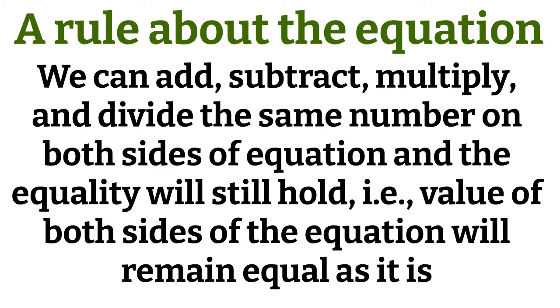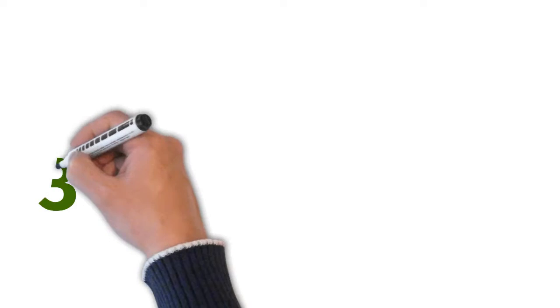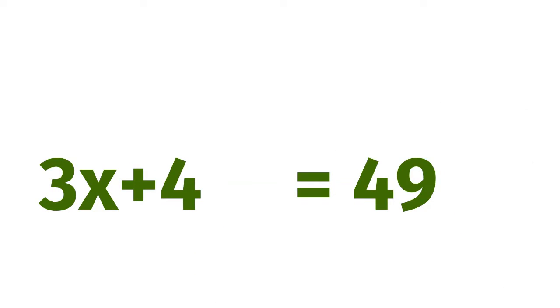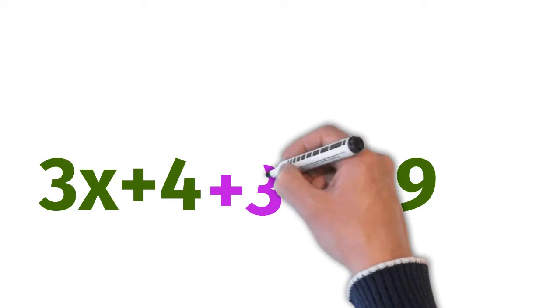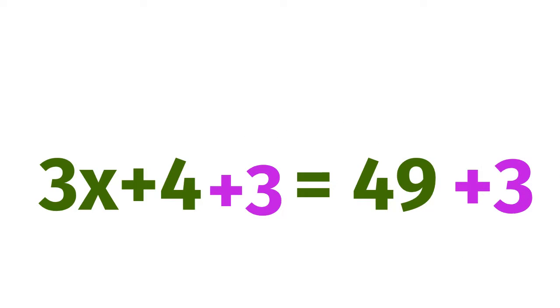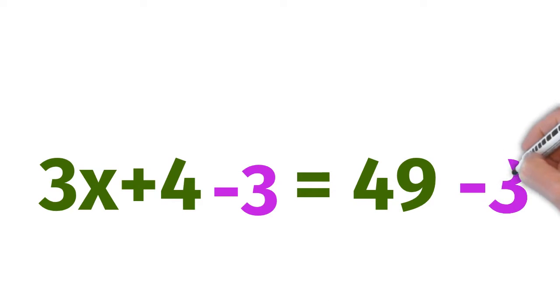For example, here we have an equation 3x plus 4 is equal to 49. Now, if we add 3 on both sides, the equality will still hold. That is, 3x plus 4 plus 3 is equal to 49 plus 3. And if we subtract 3 on both sides, the equality will still hold. That is, 3x plus 4 minus 3 is equal to 49 minus 3.